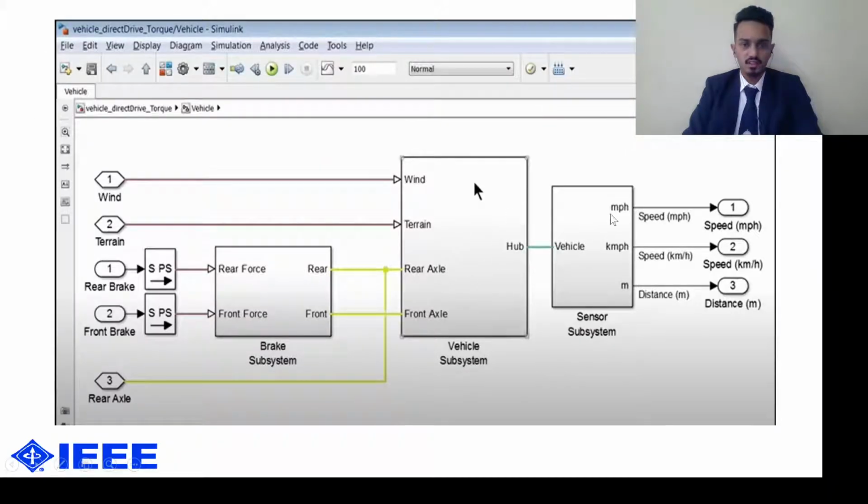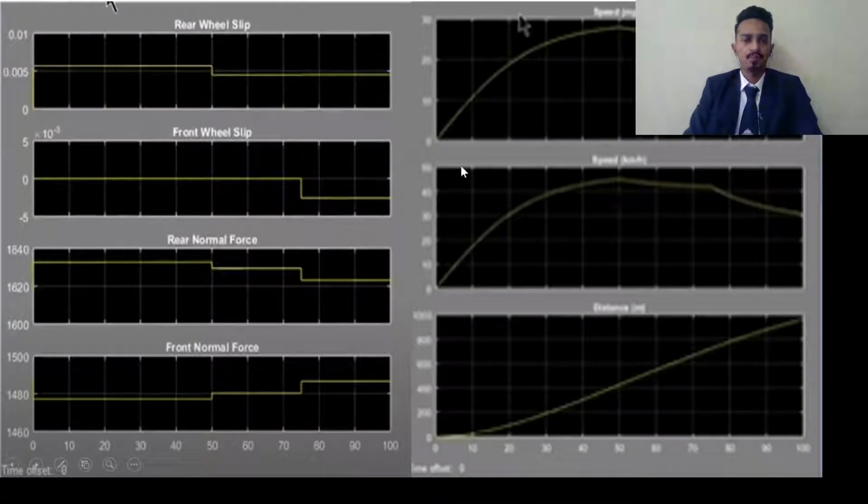So this is all the vehicle subsystems. We have the brake subsystem, vehicle subsystem, and the sensor subsystem. This all comes in the vehicle body. So this is observed at 58 seconds. At 58 seconds, the 100 Newton force is applied, and at 75 seconds, 200 Newton force is applied.